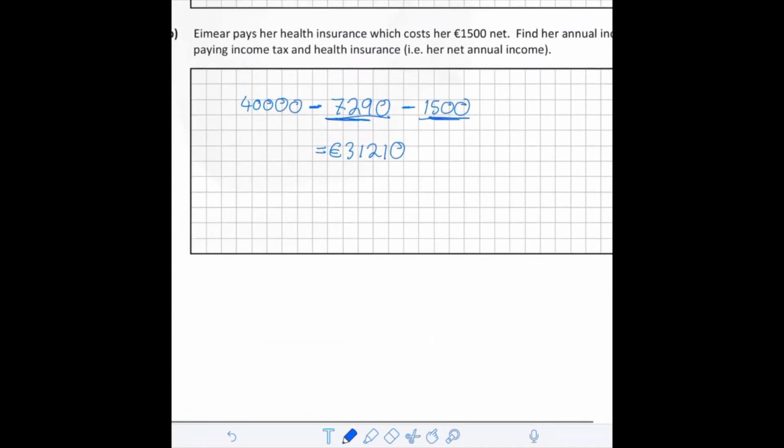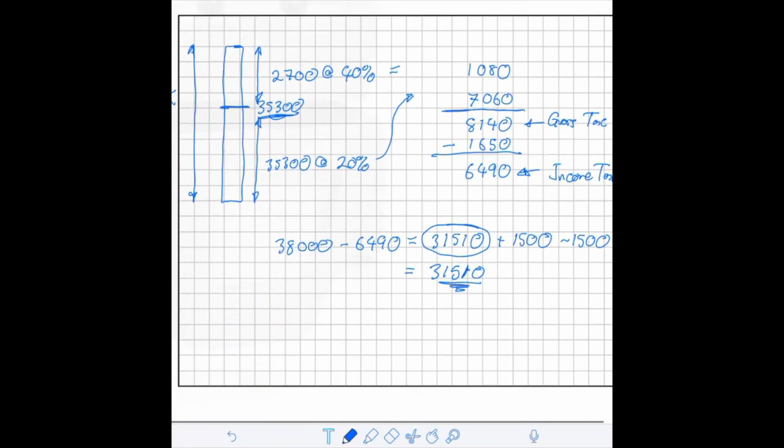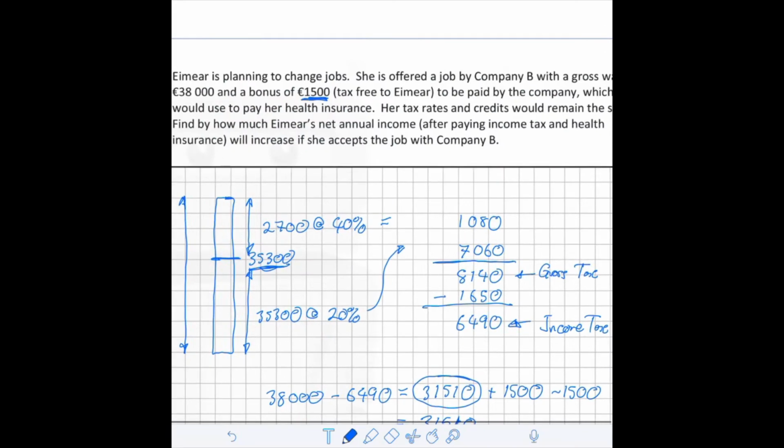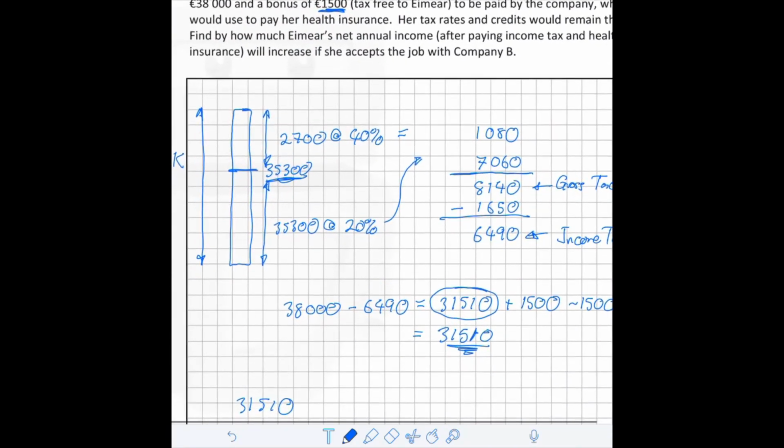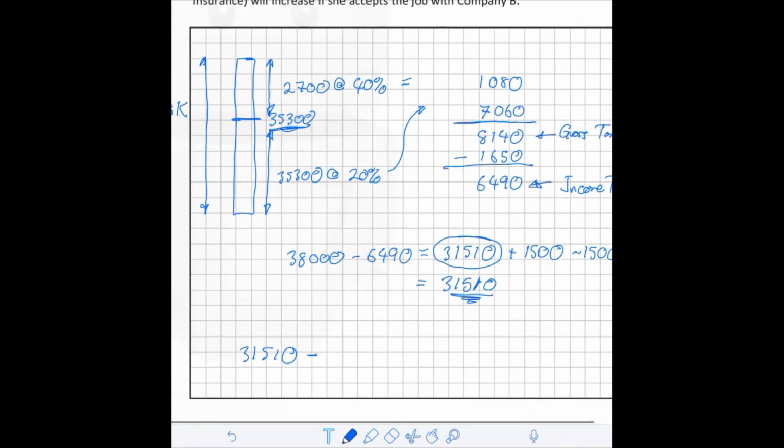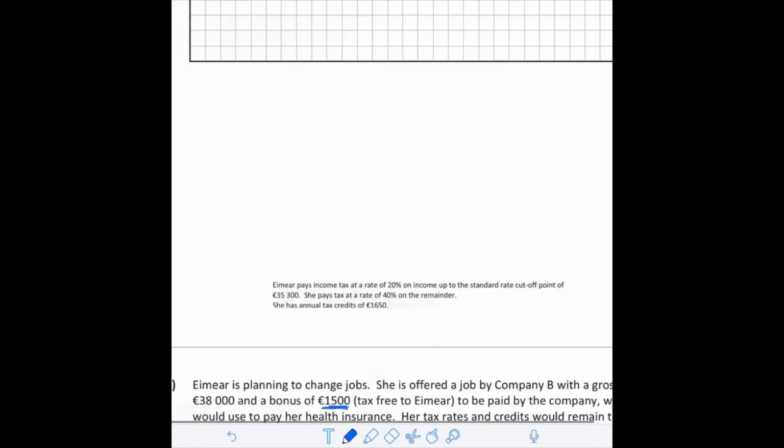In this question up here, her net income was 31210. So the difference is 31510 minus 31210.